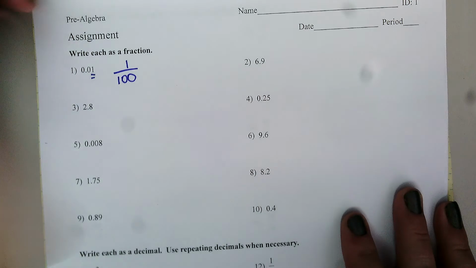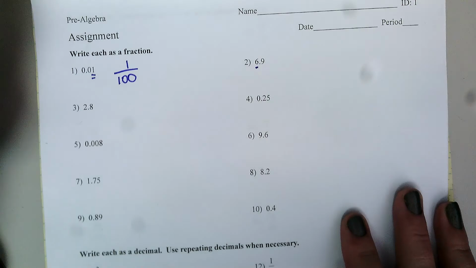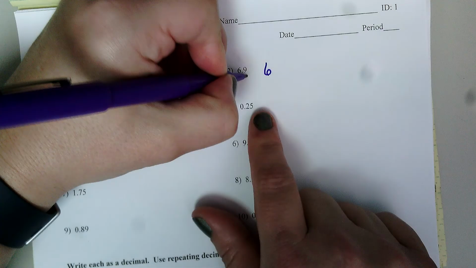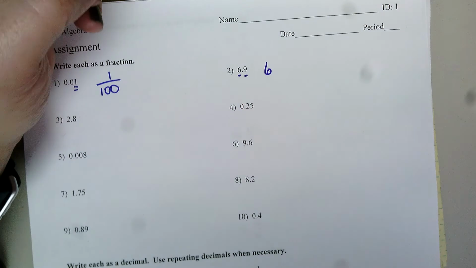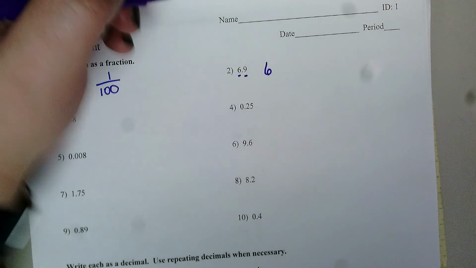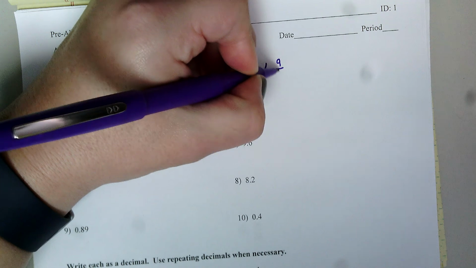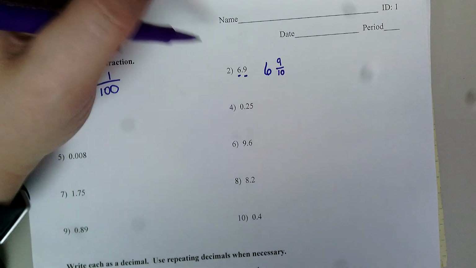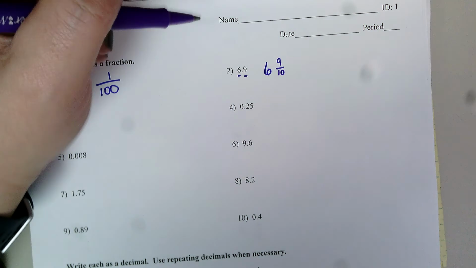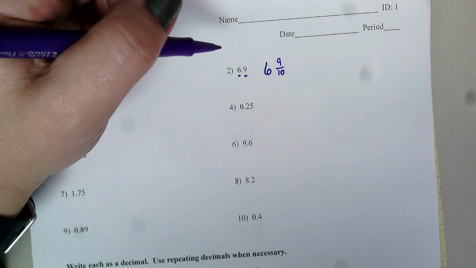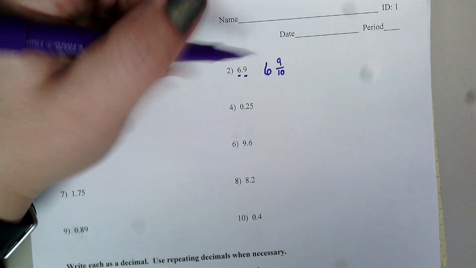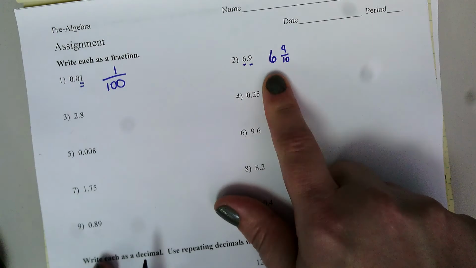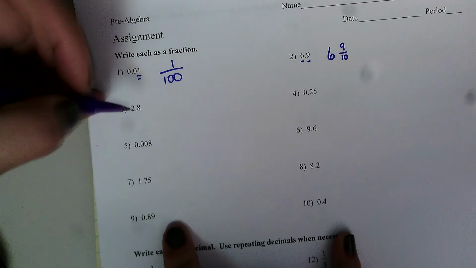Okay, number 2, I have a whole number in the ones place, so I'm going to just put 6 here, and then in the tenths place, which is the place value right past the decimal, I have a 9, so I'm going to write 9 tenths, and I put it over the tenths place because the fraction is the tenths place value. So my decimal goes from 6.9 to 6 and 9 tenths. It's just written differently.